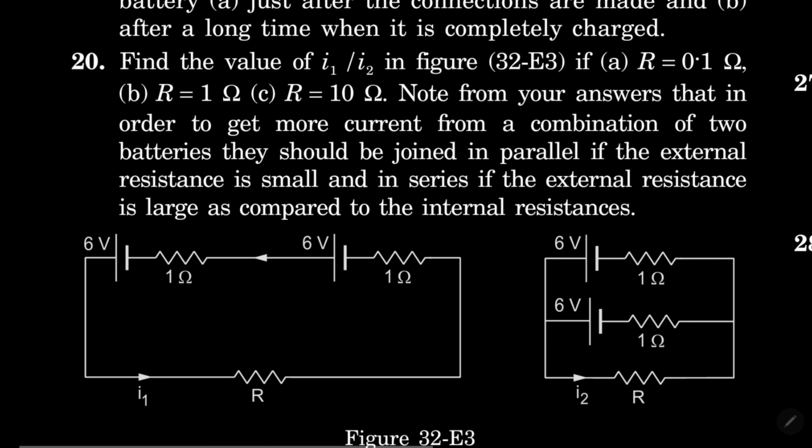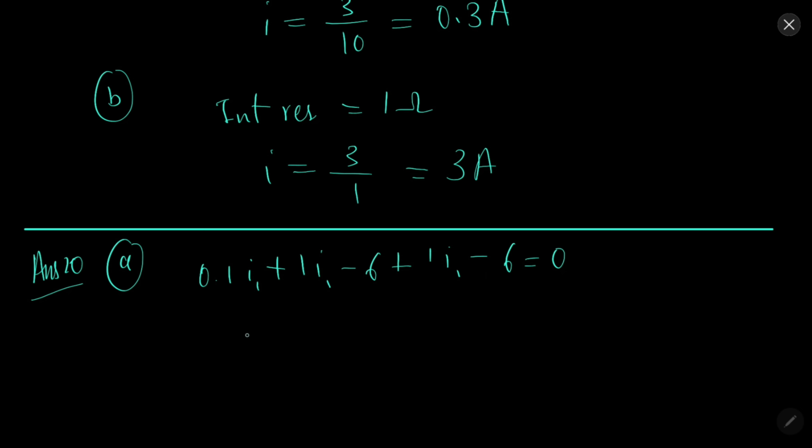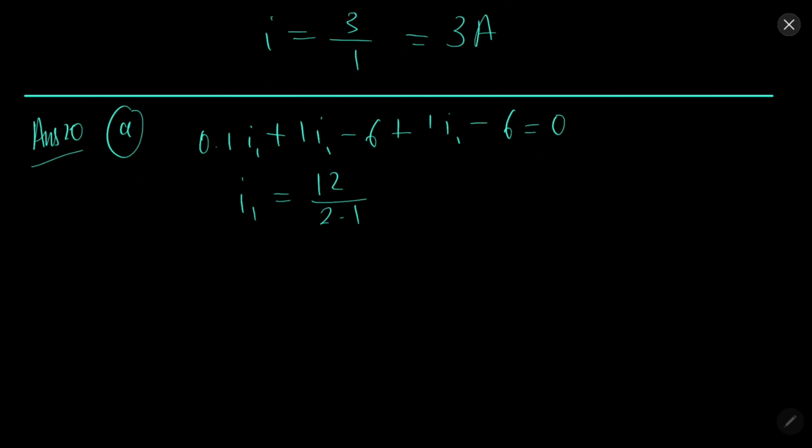In question 20, find the value of I1 by I2 for the following situation. Figures are given. Solution 20, A part. So 0.1 I1 plus 1 I1 minus 6 plus 1 I1 minus 6 equal to 0. So I1 will come out to be 12 by 2.1.